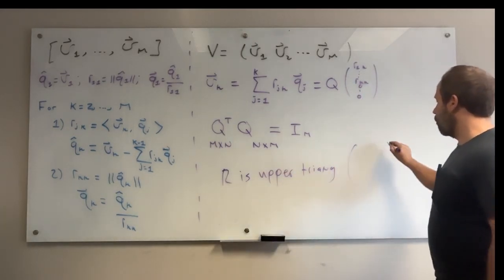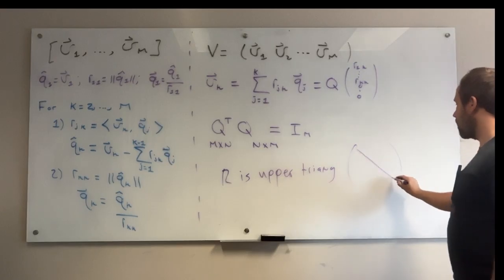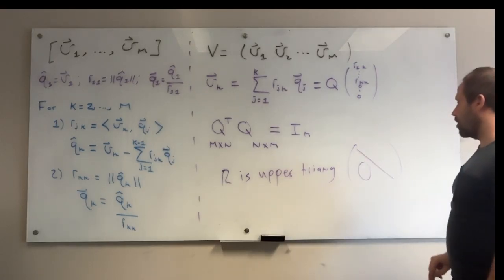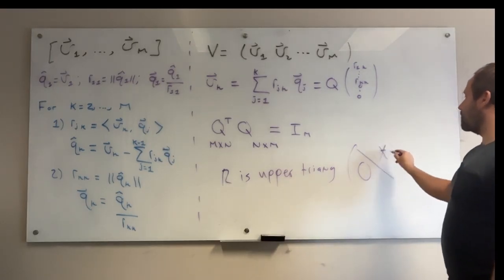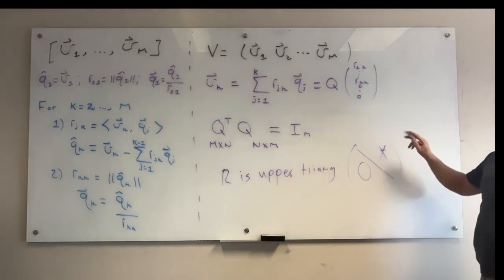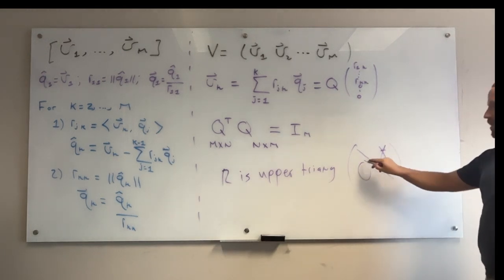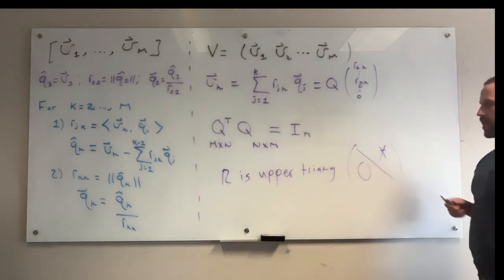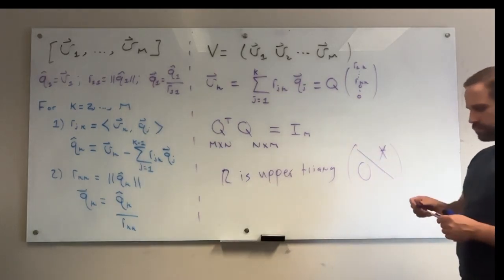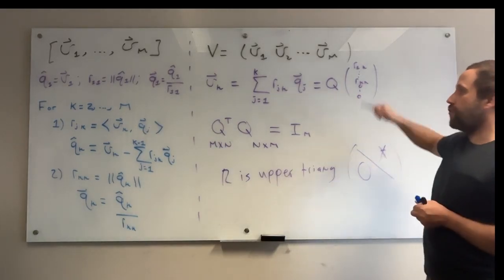Meaning it has the form like this, where we've got stuff on the diagonal and everything below it is 0, and that's just whatever it happens to be. There might be some 0 entries up there, but we're going to have all zeros below the diagonal. So it's upper triangular. So this is a very nice way to factor V.